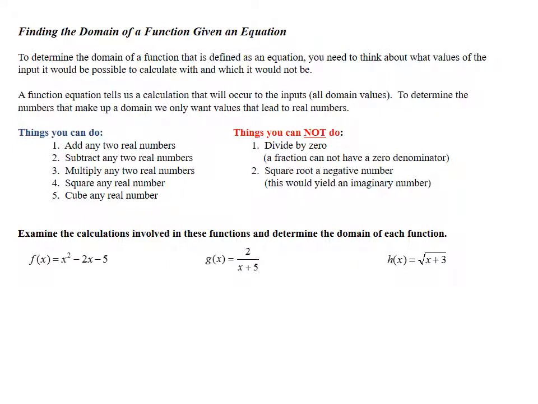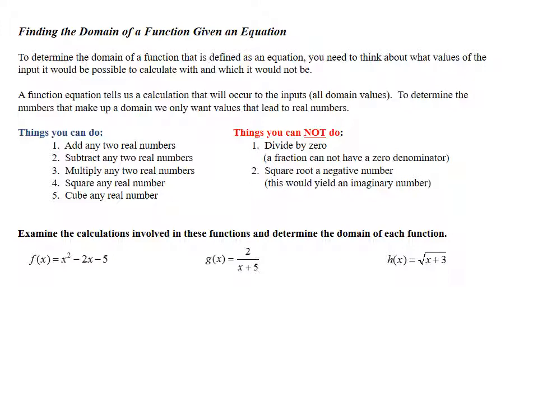Now let's look at finding the domain of a function given that the function is defined with an equation. When you have an equation and you want to think about what you can use as an input, you want to think about what it's possible to calculate with. What number can you throw into that function and still retain a real number? Because we want our domain and our outputs to all be real numbers. So our domain and range needs to be real. So think about the calculations that would allow you to retain a real number.